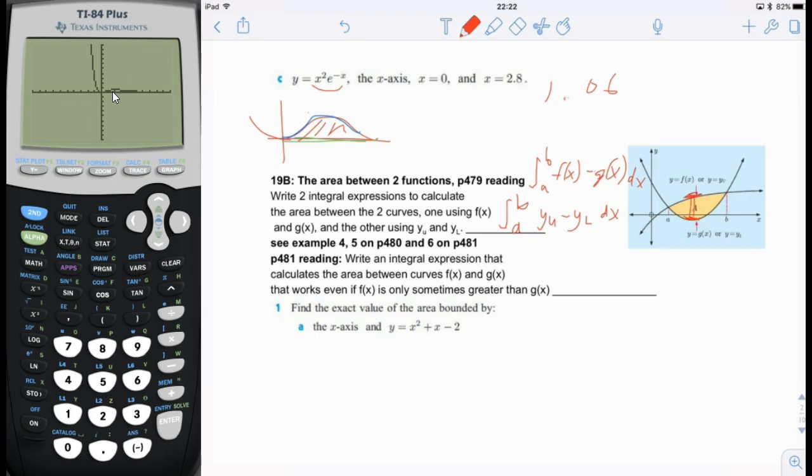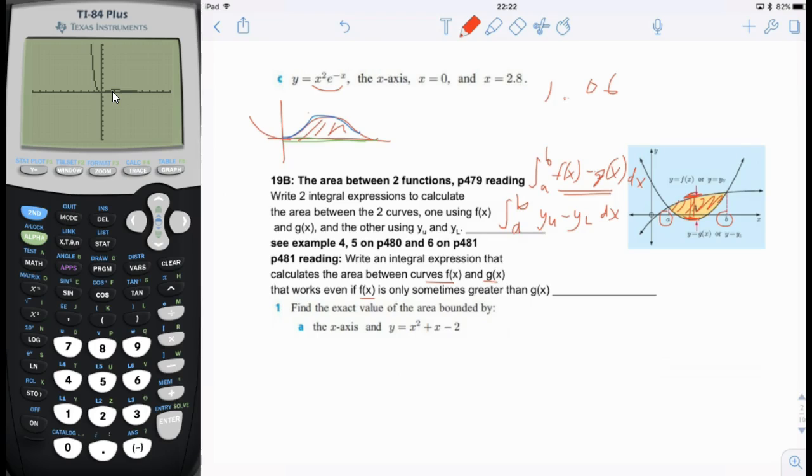Now write an integral expression that calculates the area between the curves f of x and g of x that works even if f of x is only sometimes greater than g of x. So like in this function here, between a and b, f of x is always greater than g of x, so we can write this without fear that suddenly f of x minus g of x is going to become negative.